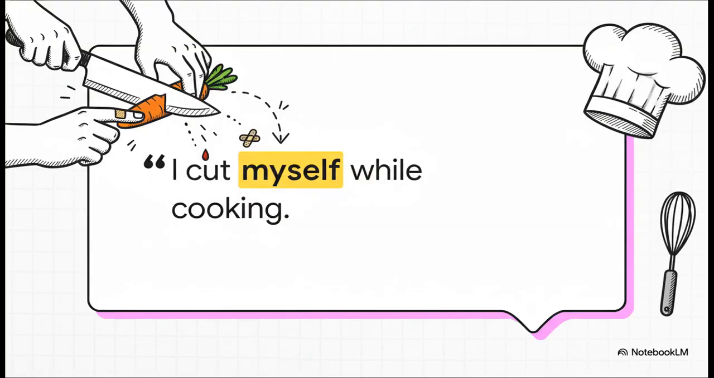Here's a perfect example. I cut myself while cooking. Let's break it down. Who's doing the cutting? I am. And who got cut? I did. The person doing the action and the person receiving the action are the same. That's why we have to say myself. If you said I cut me, it would just sound really strange to a native speaker.